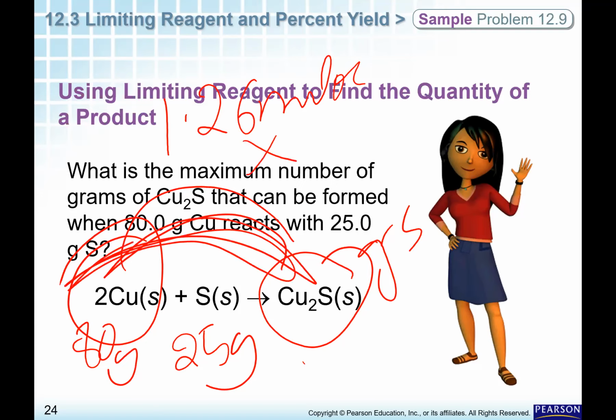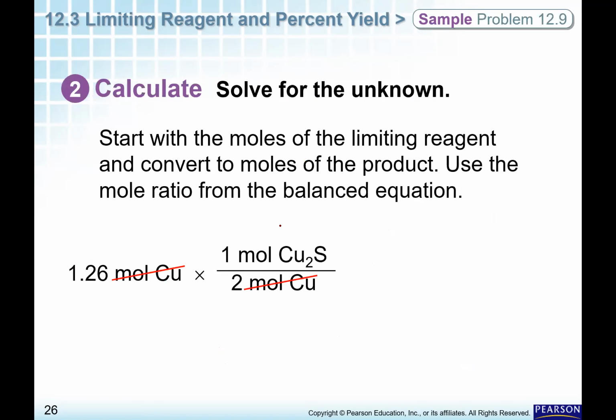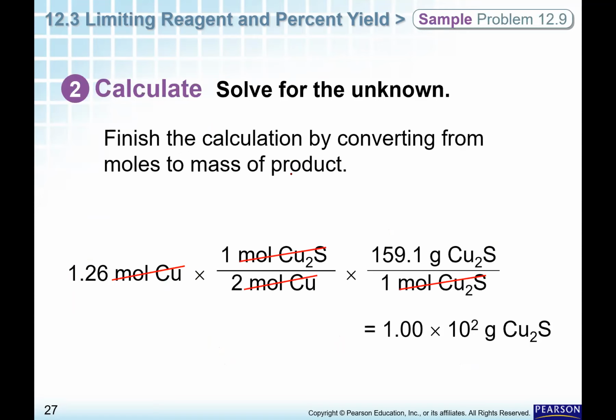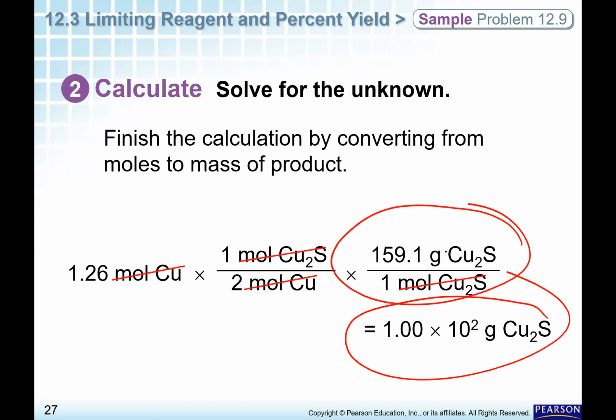Now forget about the sulfur. Sulfur is out of the question. In other words, this is what I do: 1.26 multiplied by 1 mole of copper sulfide divided by 2 moles of copper. This mole ratio is coming from the equation. This will give me the number of moles of copper sulfide produced. Then I multiply it by the molar mass of copper sulfide, and that will give me 100 grams of copper sulfide produced in this case. This is the maximum number of grams that can be produced.